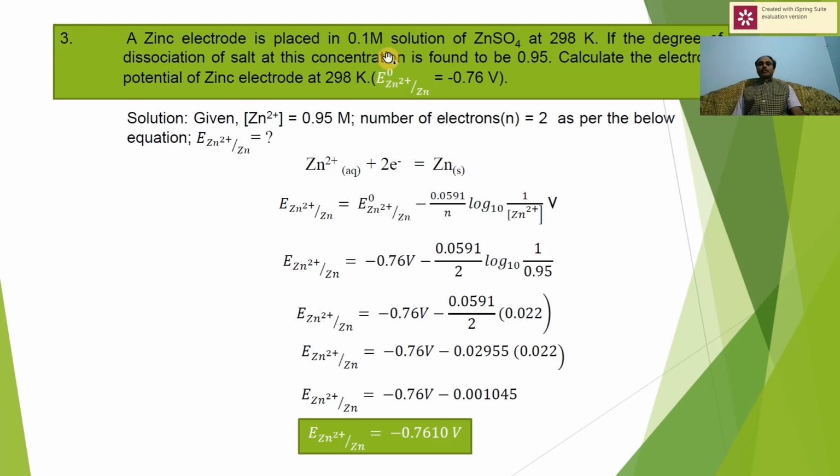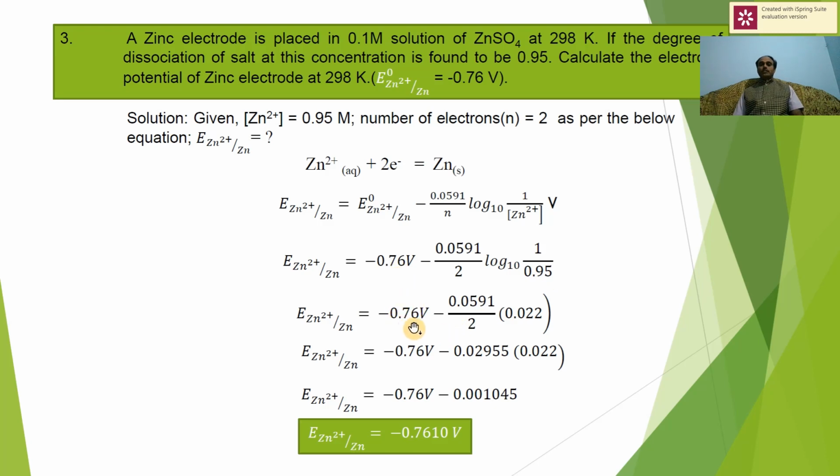See, when you have taken 0.1 molar solution of zinc sulfate, during the course of the reaction, 0.95 of it is dissociated, so the present concentration of the zinc ion is not 0.1 molar. The dissociated concentration you have to take, that is 0.95. So therefore you have to take molar concentration of Zn2 plus as 0.95. Now you can start doing calculation.